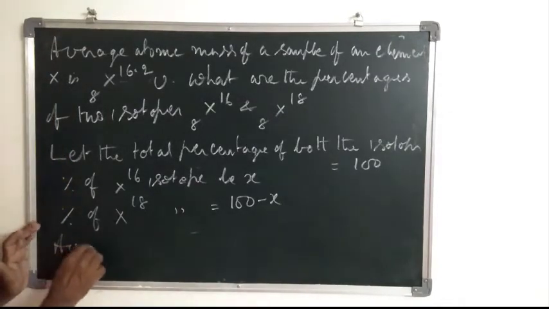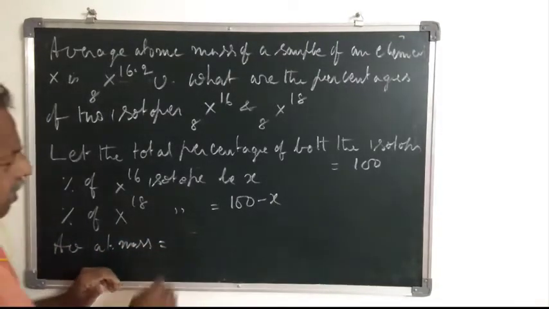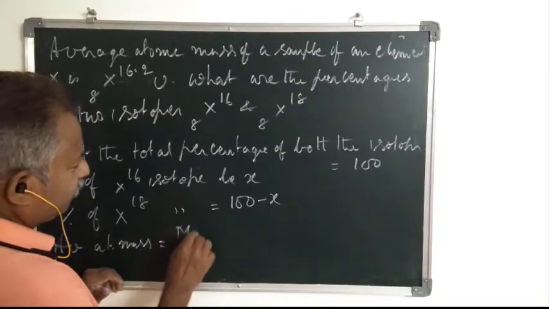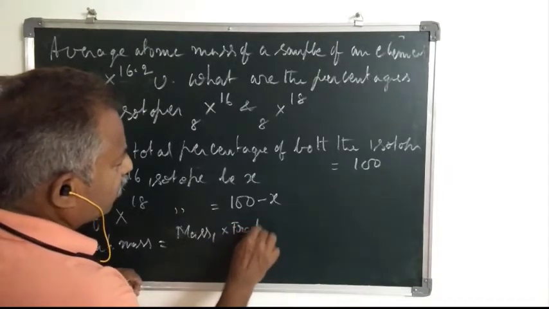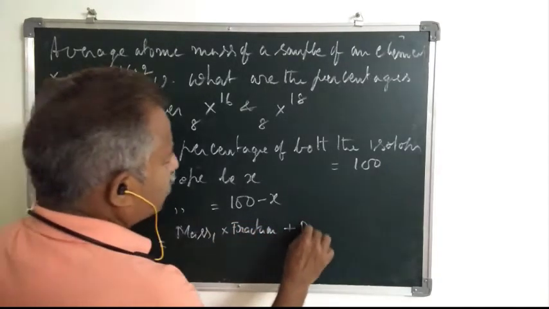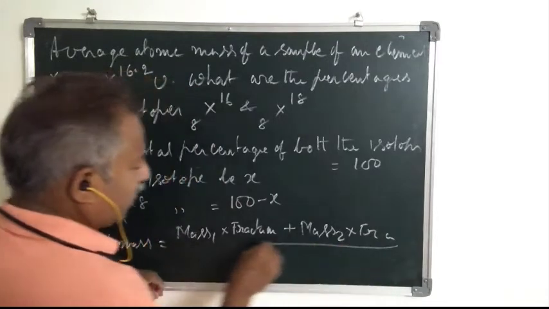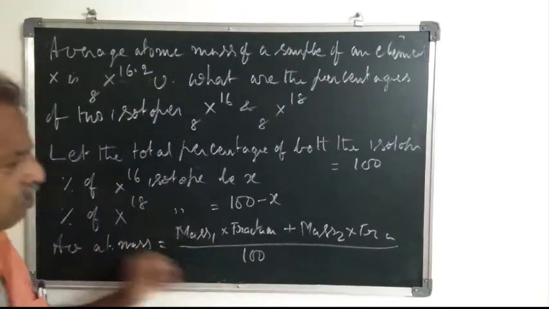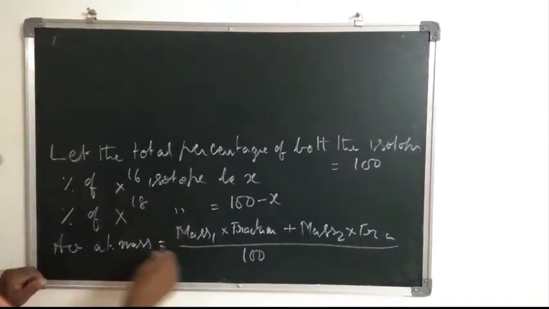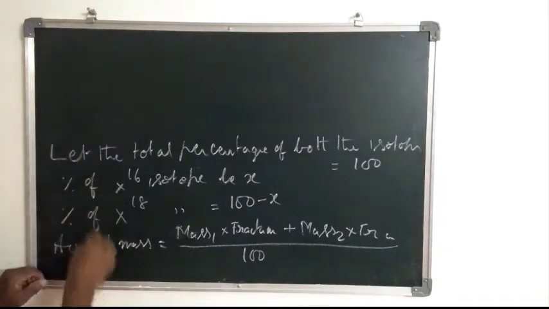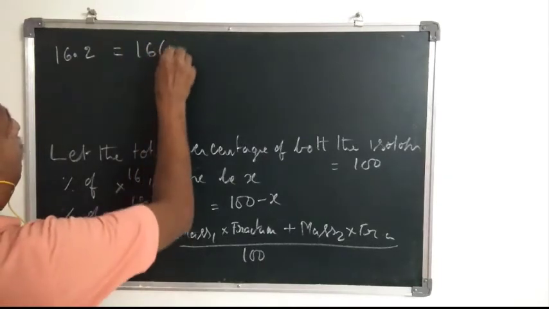Now average atomic mass equal to, what is the formula we discussed? Mass 1 into fraction available plus mass 2 into fraction available, by 100. So this is the formula. Now let us substitute the values here. So mass 1, what is the mass 1? Average atomic mass is 16.2, equal to mass 1, 16 into x.